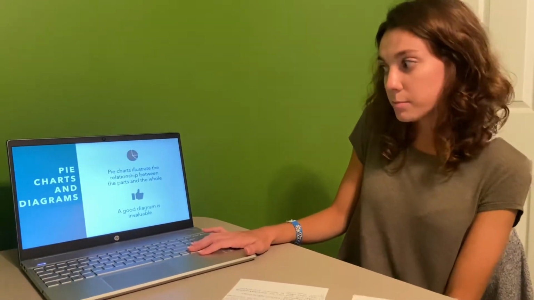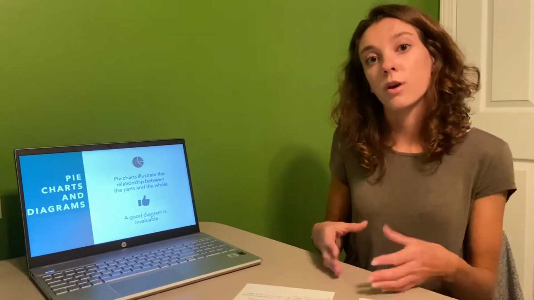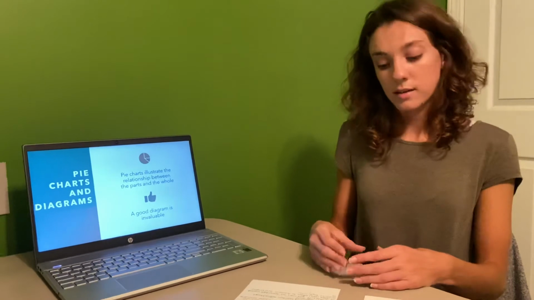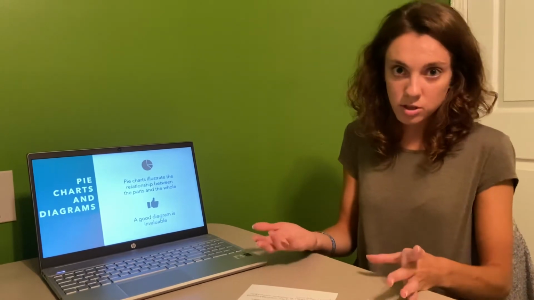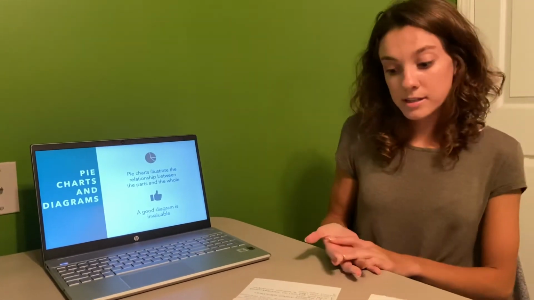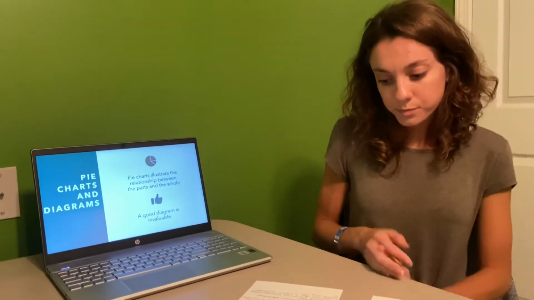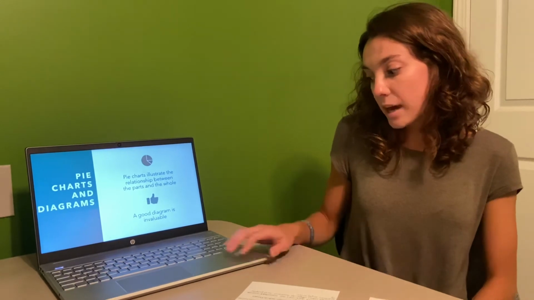So next is pie charts and diagrams. Pie charts illustrate the relationship between the parts and the whole. So obviously when you're looking at a pie, a little slice of the pie tells you this information is like percentages and stuff. That's what you see pie charts used a lot for. And a good diagram is invaluable. Basically, you would just learn better from visuals.